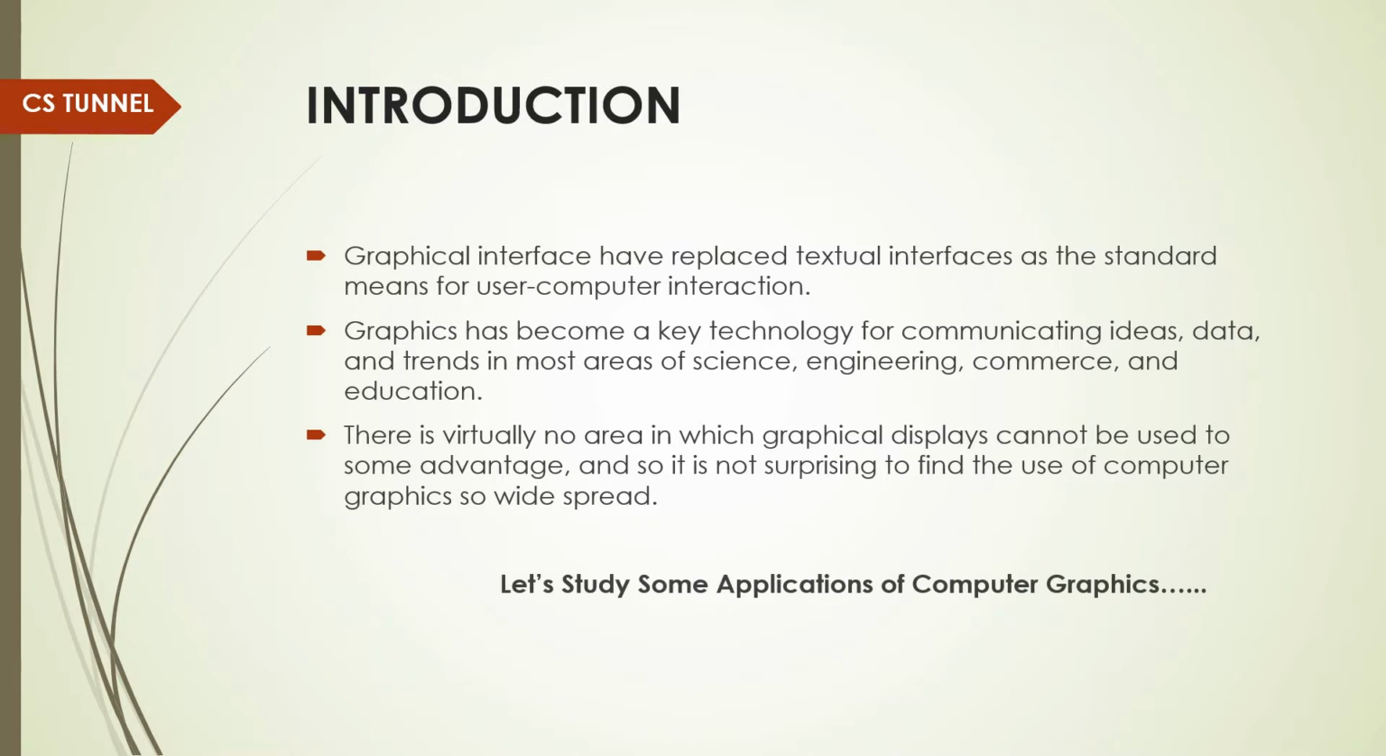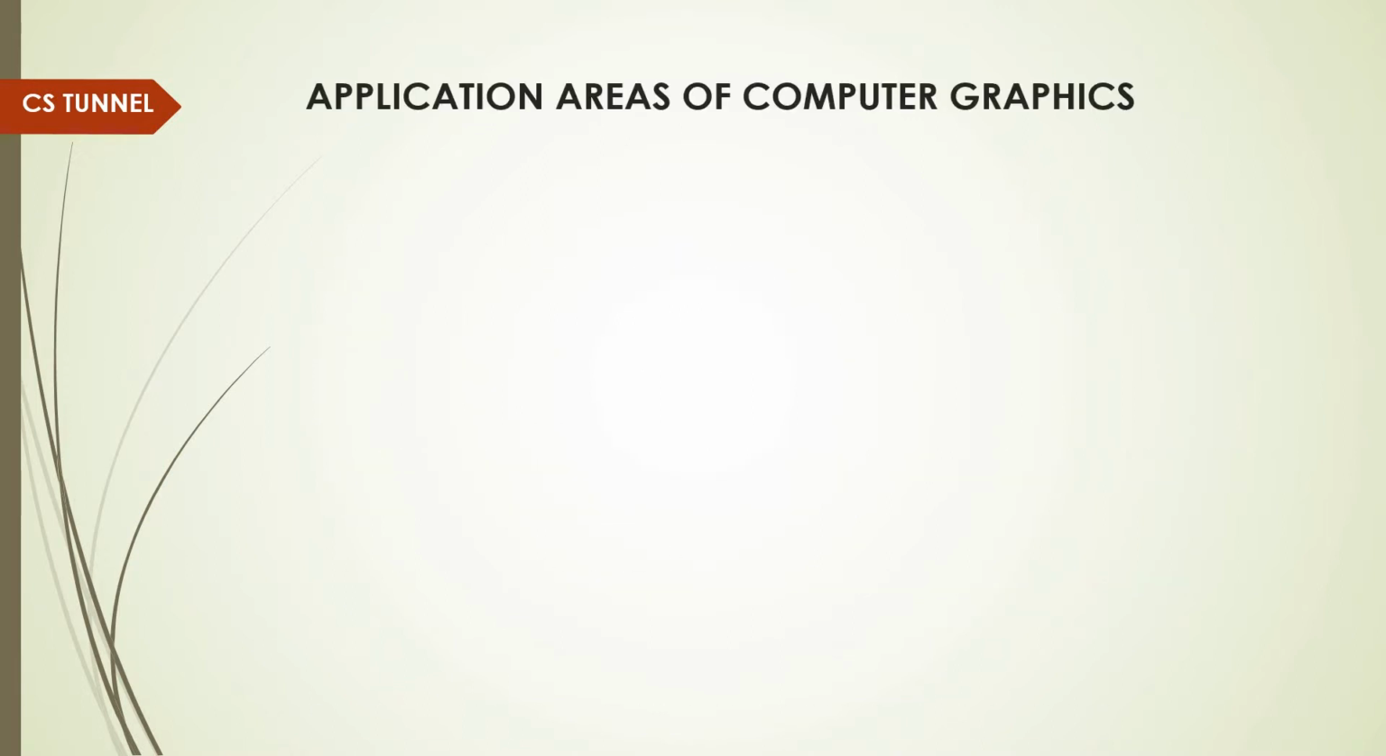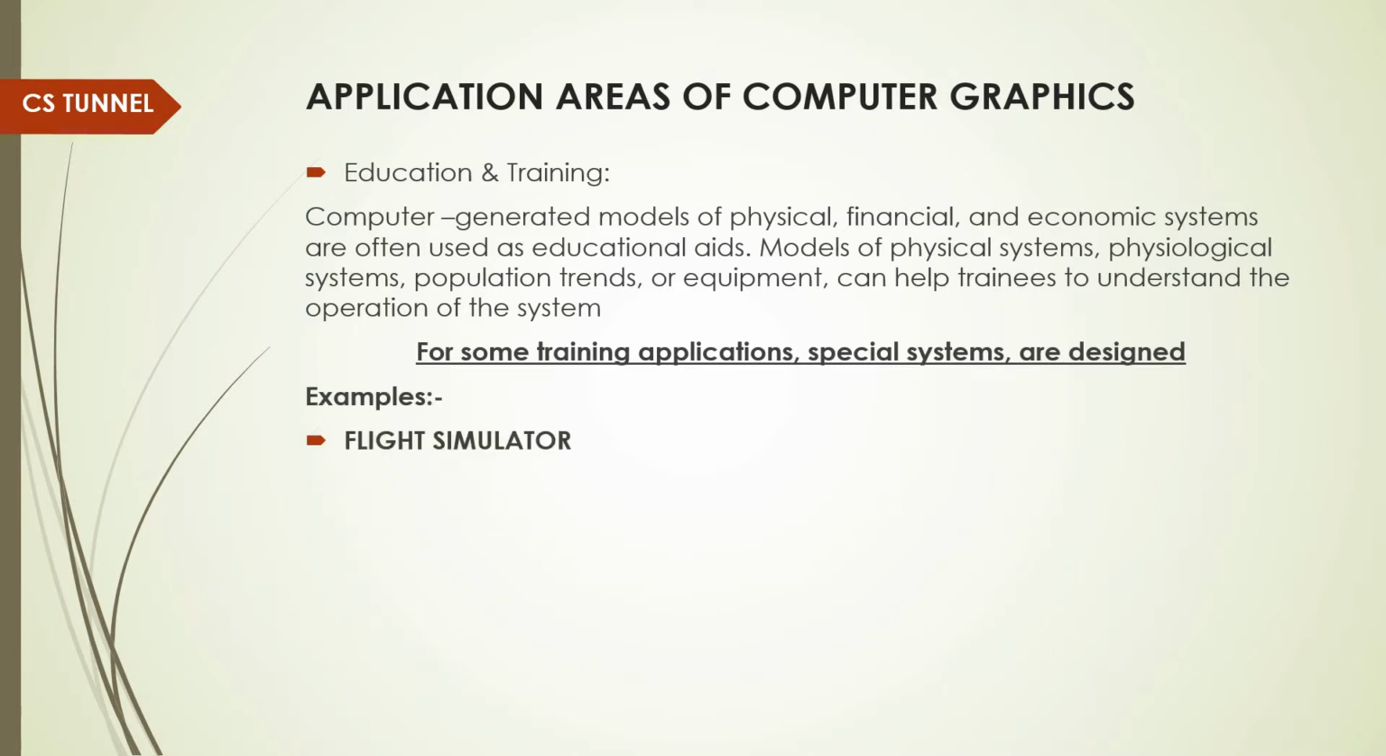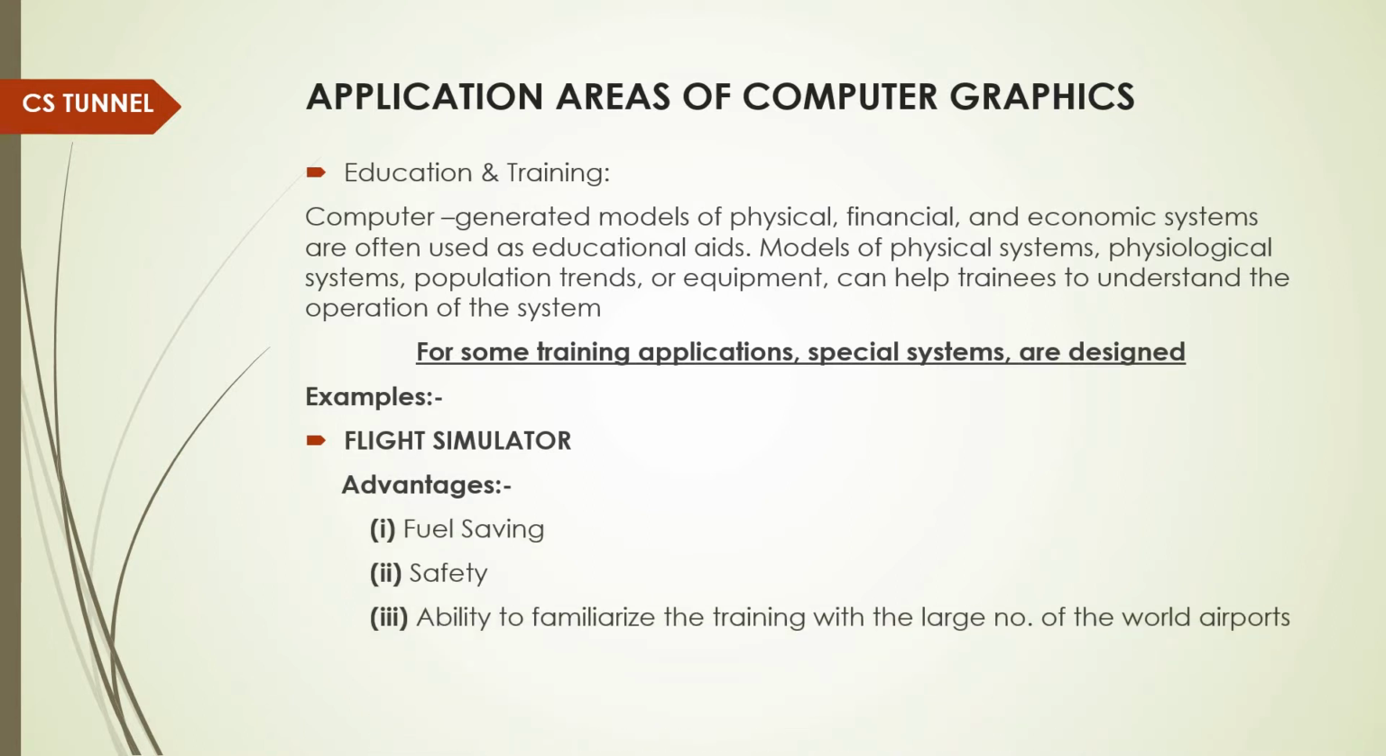Let's study some applications of computer graphics. Applications of computer graphics are as follows. In education and training, computer-generated models of physical, financial, and economic systems are often used as educational aids. Models of physical systems, physiological systems, population trends, or equipment can help trainers to understand the operation of the system. For some training applications, special systems are designed, like the flight simulator. Advantages are fuel saving, safety, and the ability to memorize the training with a large number of world airports.